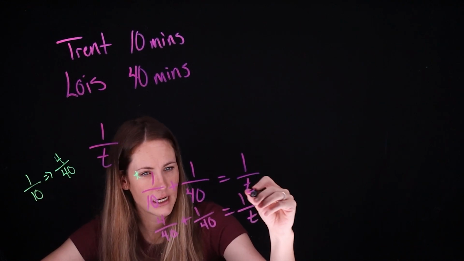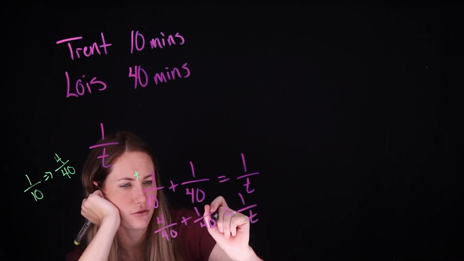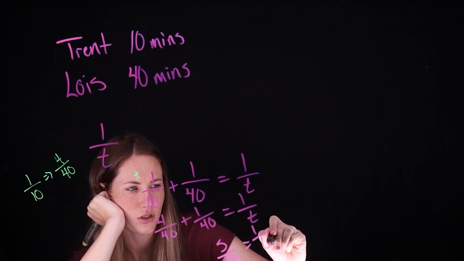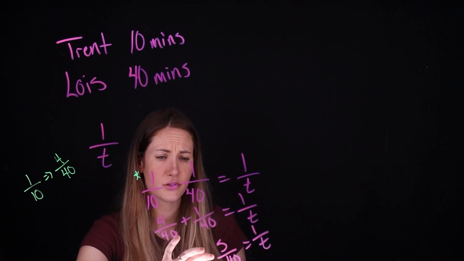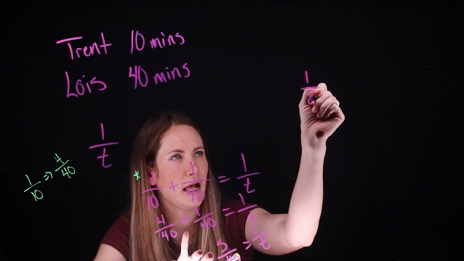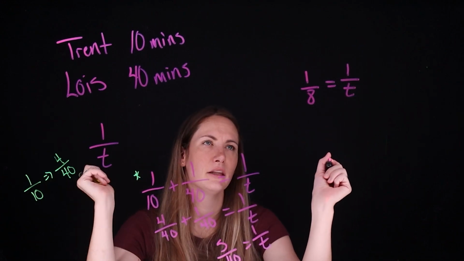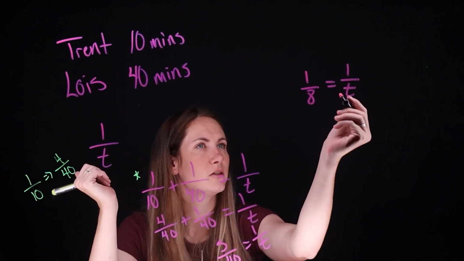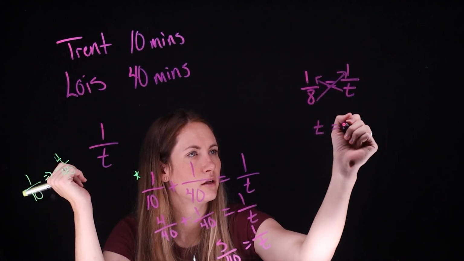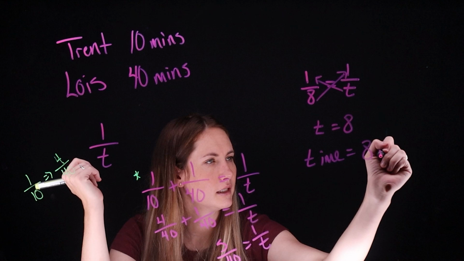And we're solving for the part in time. So now that they have common denominators, I can add it. So 4 plus 1 is 5 over 40 equals 1 over t. We can reduce this right here. So 5 goes into 40 8 times, so I would have 1 over 8 equals 1 over t. And now then we're cross multiplying. So t times 1 and 8 times 1. So the time it takes them is 8 minutes.